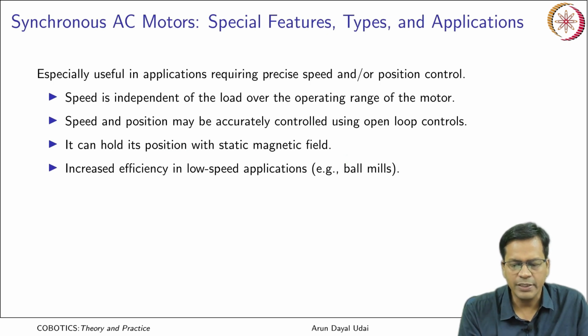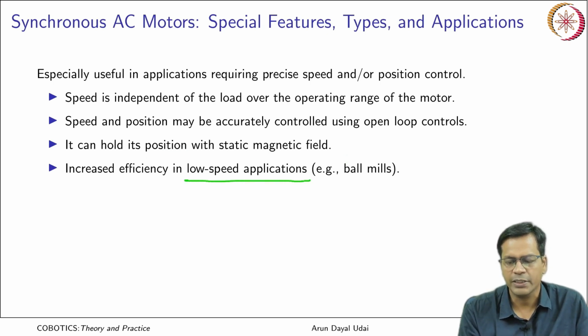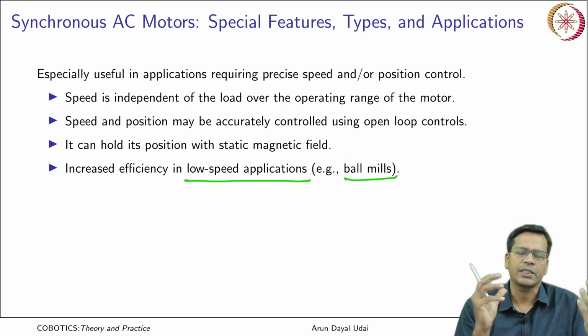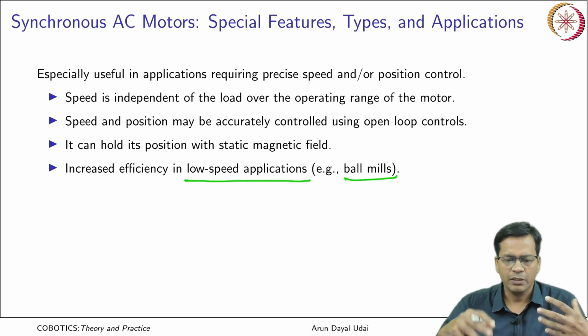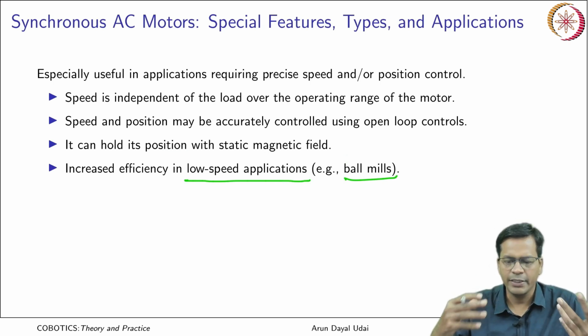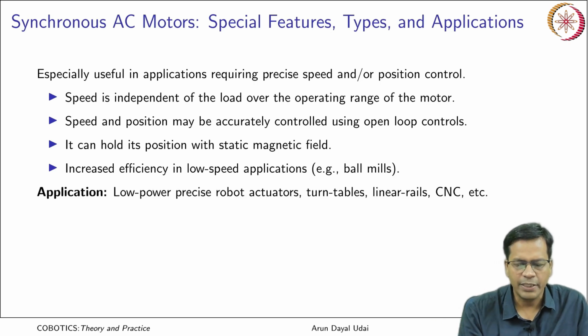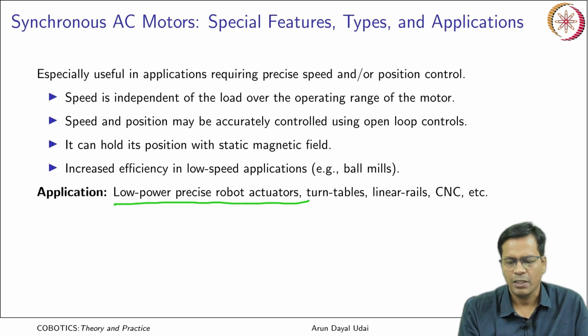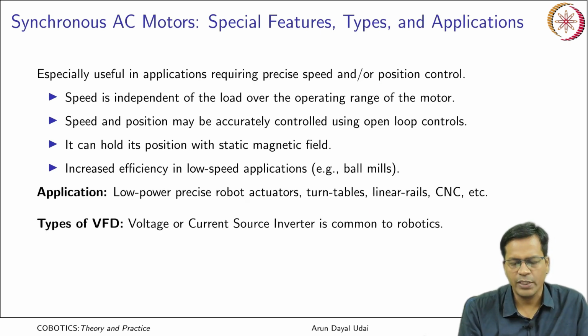Okay. Increased efficiency in low speed applications also, like in the case of ball mills, but yes, at low frequency the motor has a tendency to get heated up. Okay. So, applications are many. It is mostly low power precise robot actuators, turntables, linear rails, CNC machines, they require such kind of precise speed and position control. Types of variable frequency drive, it can be voltage controlled or it can be a current source inverter. These are very common in robotics.